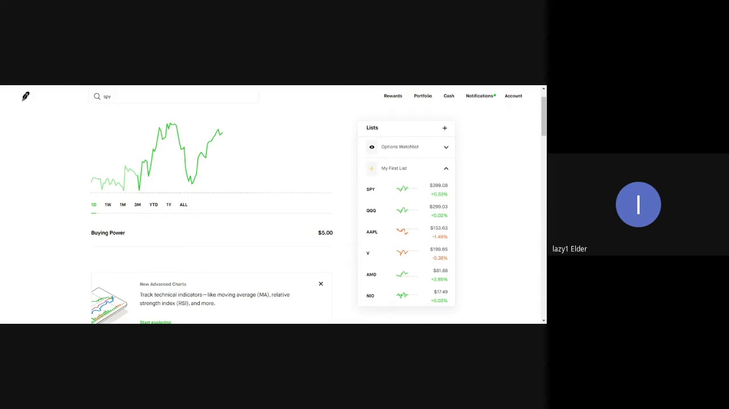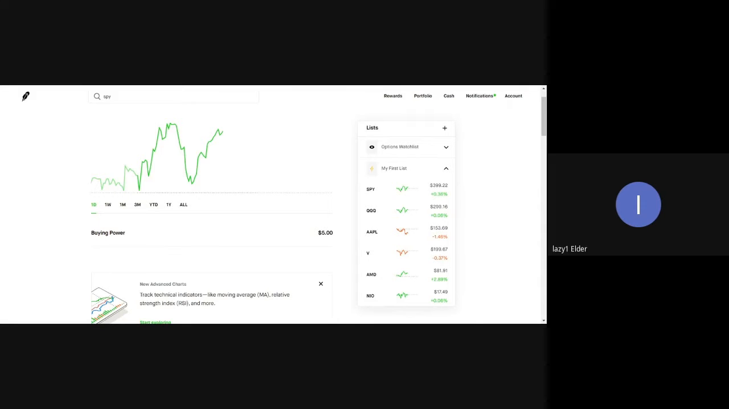Are there other platforms you can use that are better? Yeah, like TD Ameritrade. They're very good. There's a few other ones I can't name off the top of my head, but just for ease of use and for it being beginner friendly, I would recommend Robinhood.